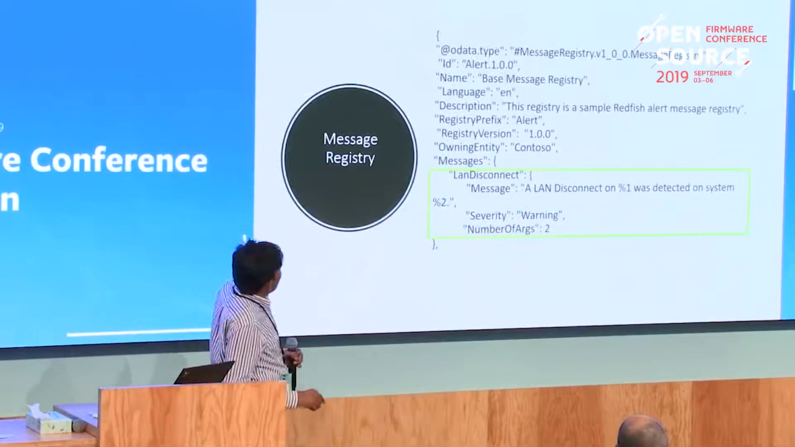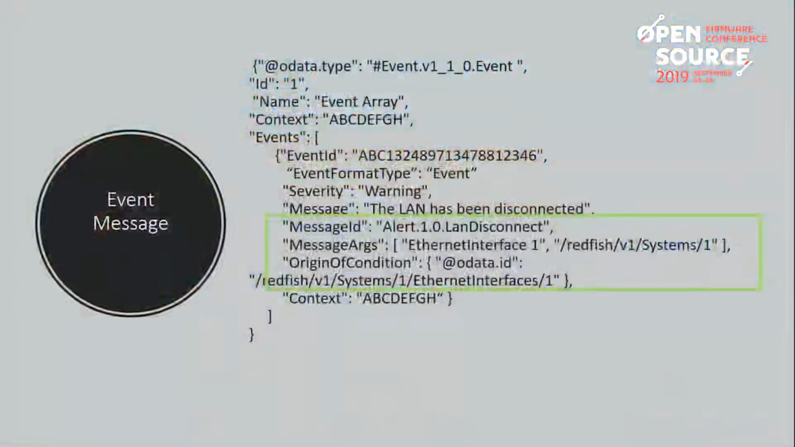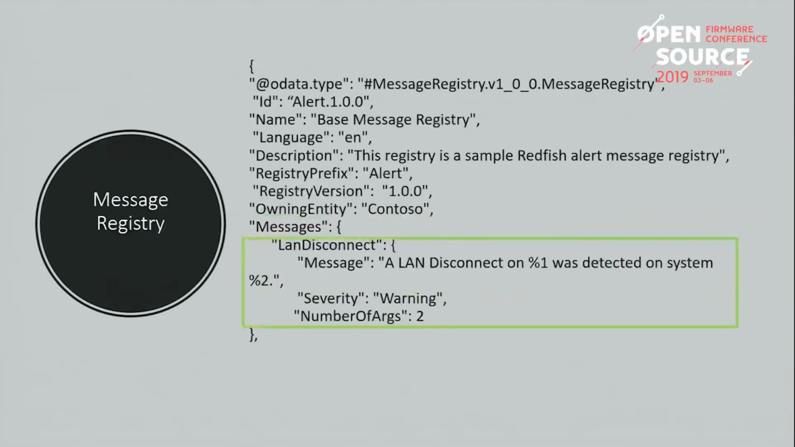So we saw in a previous slide the message ID was Alert 1.0 LAN disconnect. So what does that mean? If you look into the message ID, Alert is a registry; it tells it's a registry ID, I will say registry type. 1.0 is a version, and LAN disconnect is a message ID. Whenever the client gets this message identifier, it knows how to fetch the data or how to construct the messages. So this is the message registry.